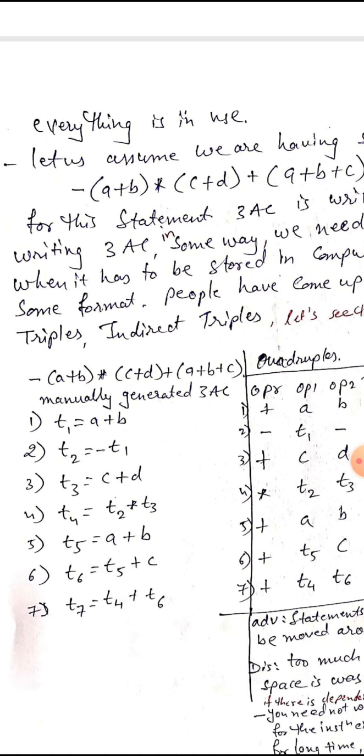In the 5th instruction, what we are supposed to do is evaluate the last bracket. So a plus b and then again plus c, right. So t5 and t6.